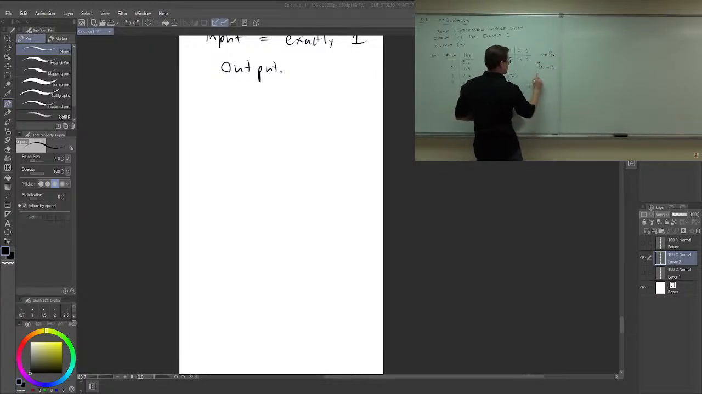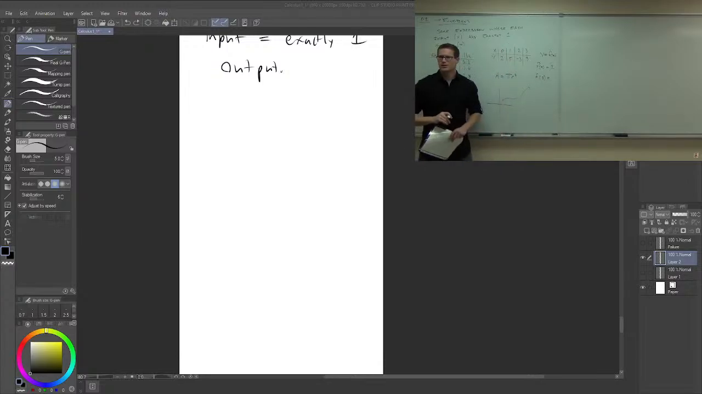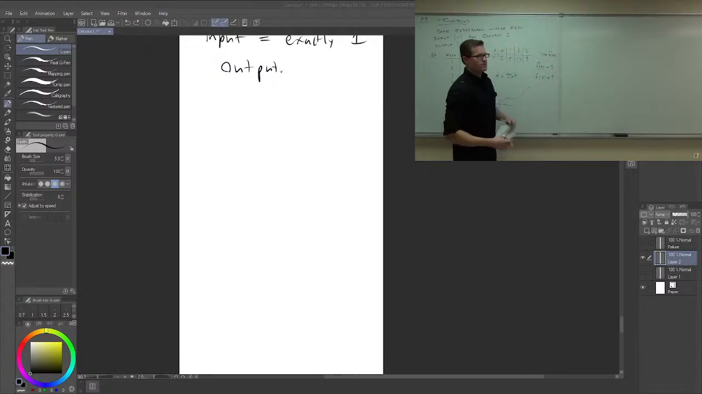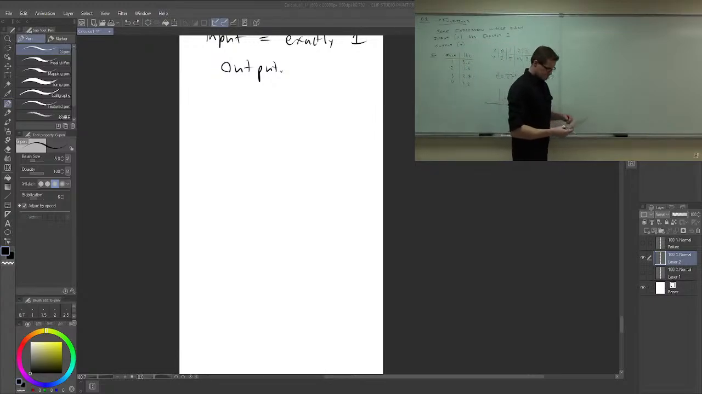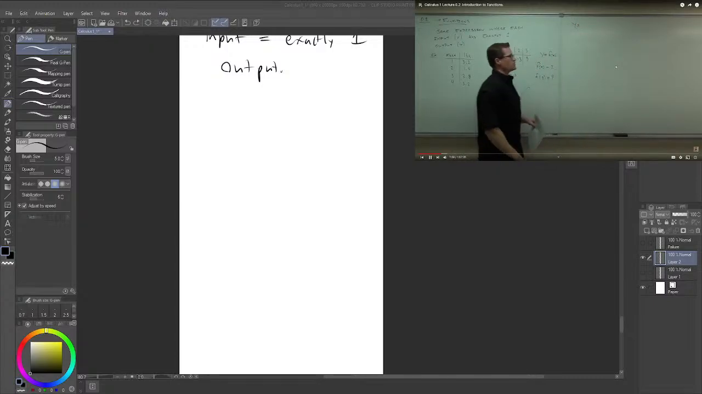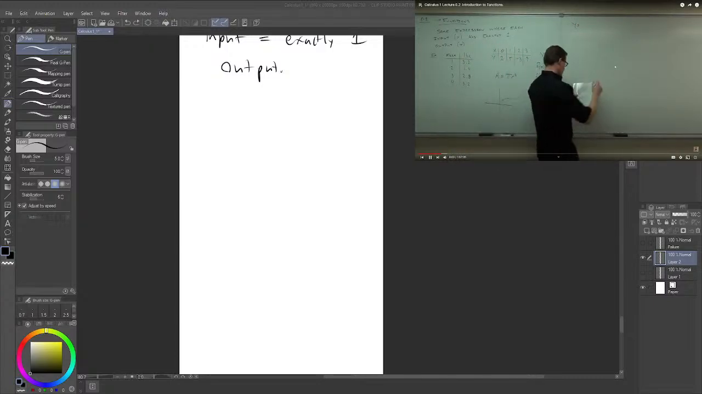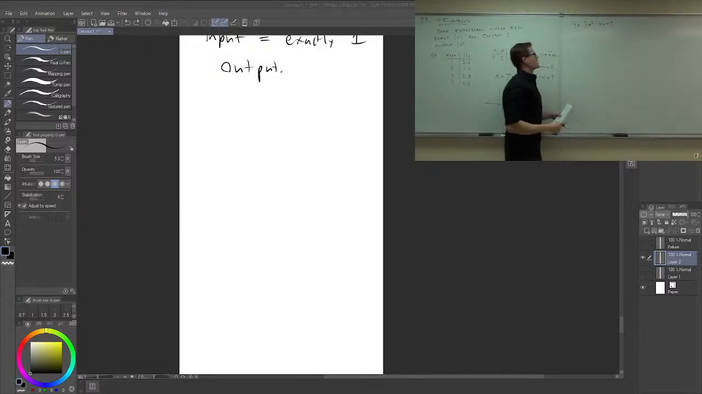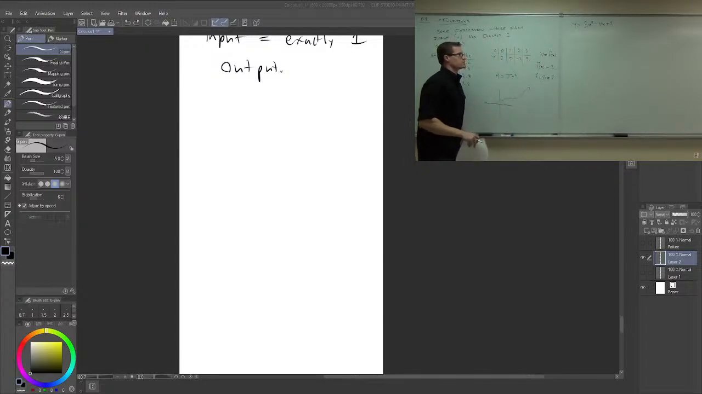How about f of 3? What's f of 3, everybody? 9. You just go to your input of 3 and find out what that output was. Typically, we'll use this in a situation where you have some sort of equation, y equals 3x squared minus 4x plus 2.